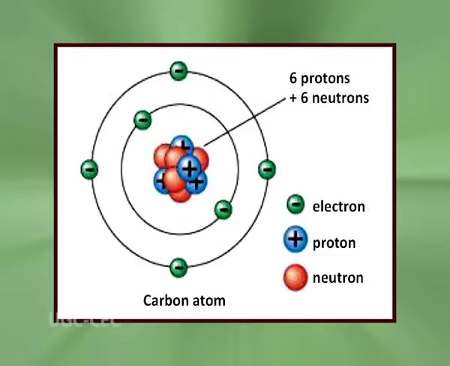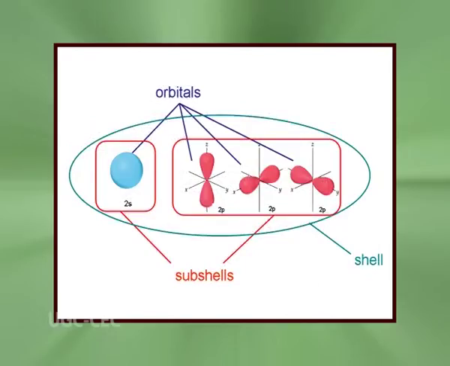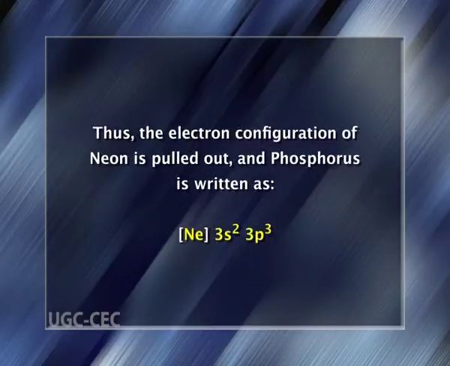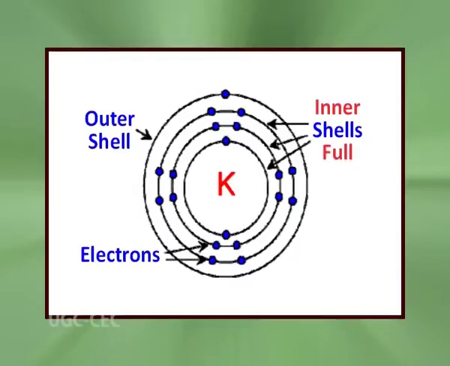For atoms with many electrons, this notation can become lengthy, and so an abbreviated notation is used, since all but the last few subshells are identical to those of one or another of the noble gases. Phosphorus, for instance, differs from neon, which is 1s2, 2s2, 2p6, only by the presence of a third shell. Thus, the electron configuration of neon is pulled out and phosphorus is written as follows: [Ne] 3s2, 3p3. This convention is useful as it is the electrons in the outermost shell that most determine the chemistry of the element.